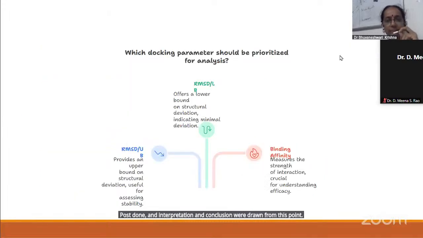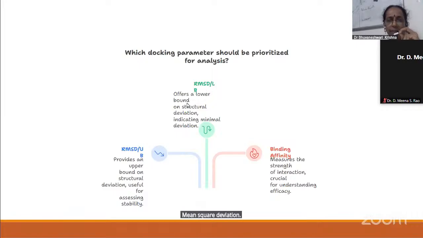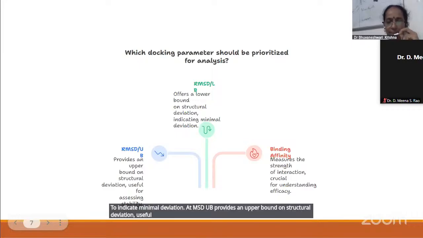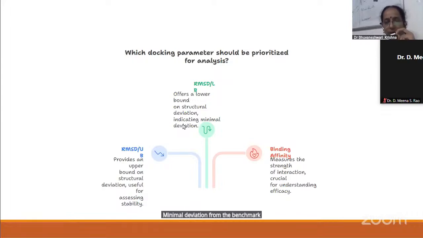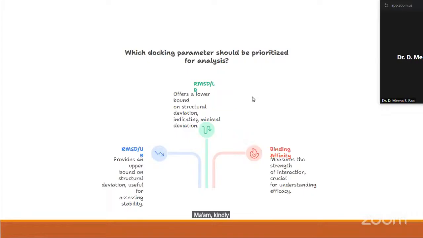So basically, which docking parameters have to be prioritized for analysis? At least in my case, I use the root mean square deviation. RMSD LB, the lower bound on structural deviation, indicates minimal deviation, and RMSD UB provides an upper bound on structural deviation, useful for assessing stability. So both stability and minimal deviation from the benchmark reference compounds were used for understanding how well the ligand is fitting into the active site of the G alpha protein target.